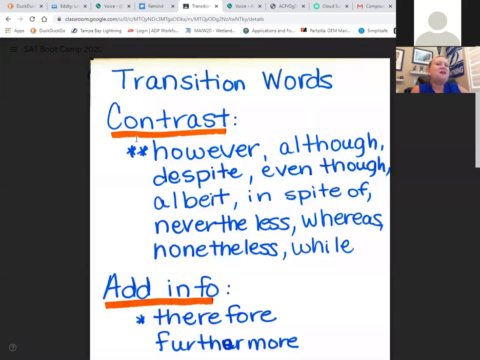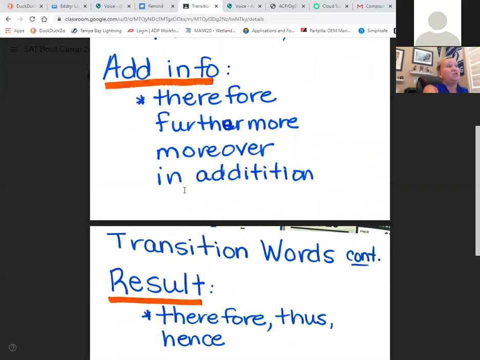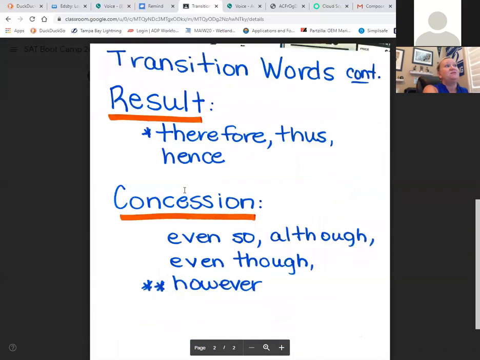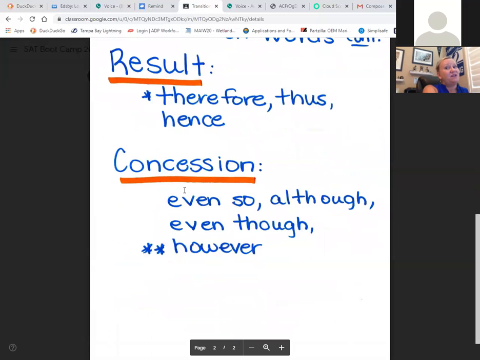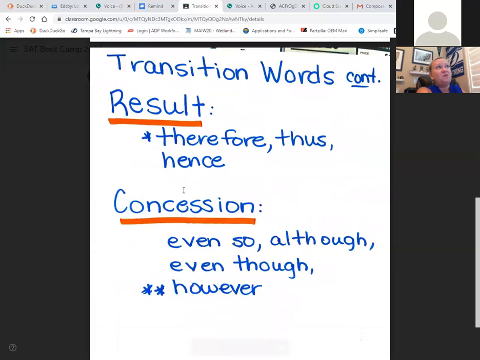If you can decide what the transition word is trying to relay to you, is it something that is in contrast? Is it additional info that needs to be added? Is it a result, or is it a concession? Now, you may note a couple of these might be used in the same place, so be careful with that.